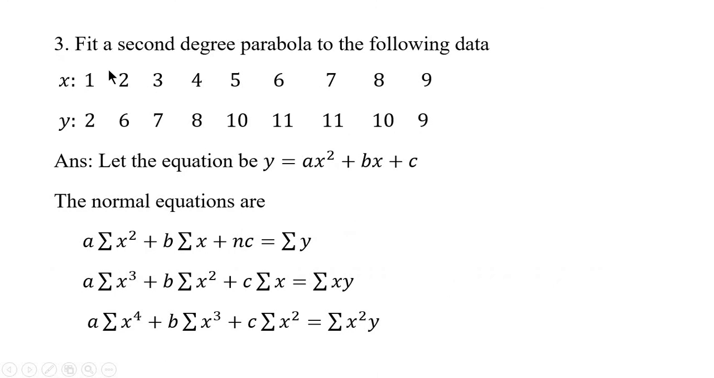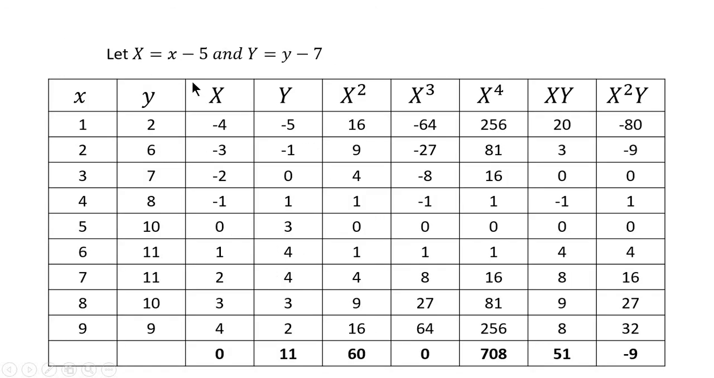Problem 3. Fit a second degree parabola to the following data. So here there are 9 values of x and y. I have written the second degree equation as well as the normal equation. So take n as 9 here. Here also I am taking the origins. I am taking capital X as x minus 5. You can take any values from the table. So here for x I am taking origin as 5 and for y I am taking the origin as 7. You can take any value you like.